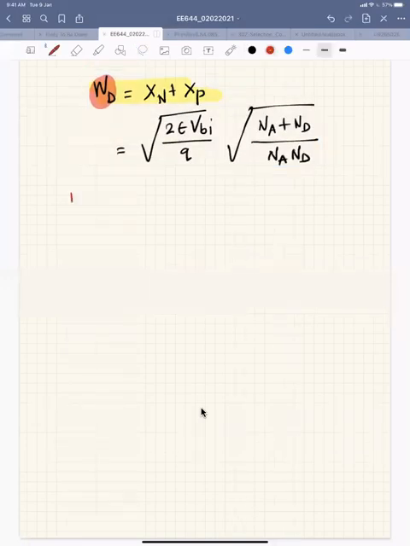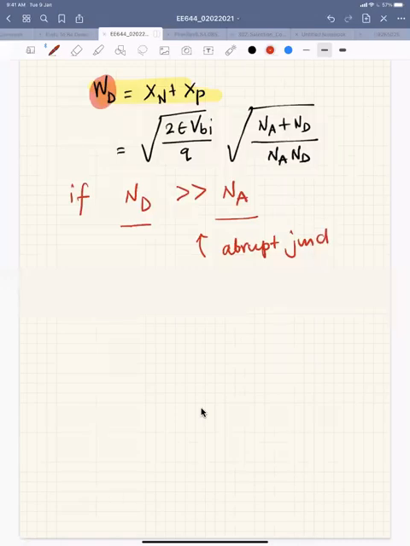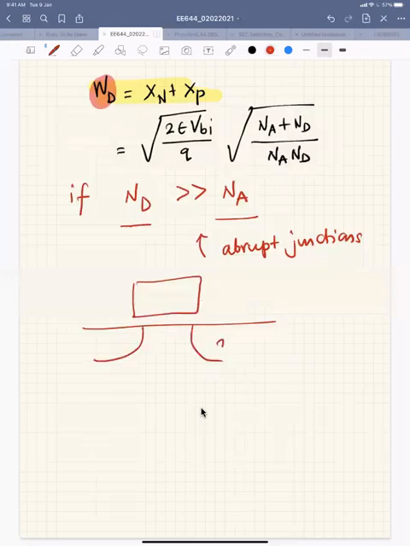So let's say if ND is much higher than Na, these are the cases we call abrupt junctions, right? Abrupt junctions are very common in semiconductor devices. For example, in your NMOS or MOS transistor, you have an N plus region here and a P region here, and if you look at this junction, it is abrupt. Why abrupt? Because your N doping is much higher than P doping, right?